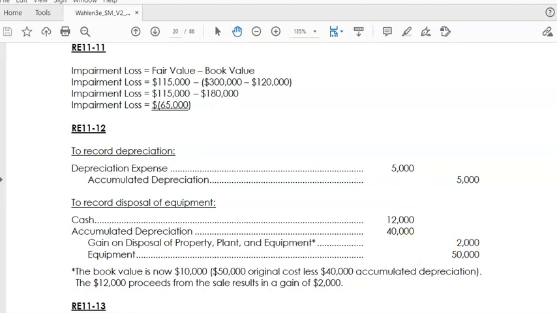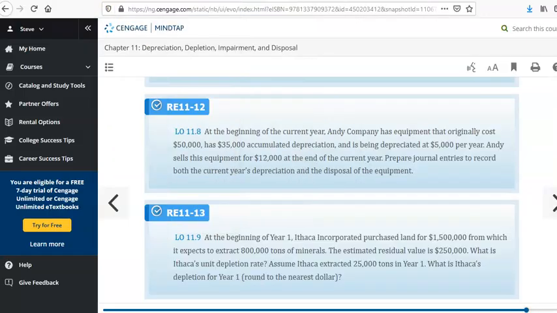Again, I'm going to say it again because it's that important. Compare the value received against the value given up. And that's how you determine if I have a gain or a loss. And possibly there's neither a gain or a loss. In this example, it was a gain. Okay, so that was 12.